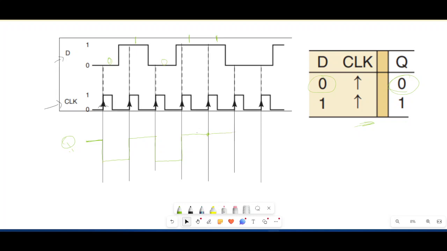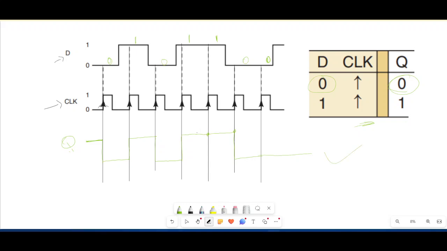And now at this point here, we can see that D is at 0. That means Q has to toggle down to 0. To get to the next PGT, at this point, D is 0. That means Q will remain 0 till we go. There's no more PGT, there's no more clock signal. And this is just the complete output waveform.